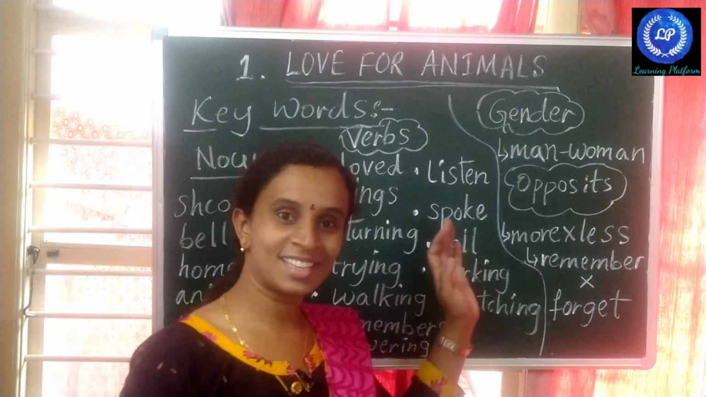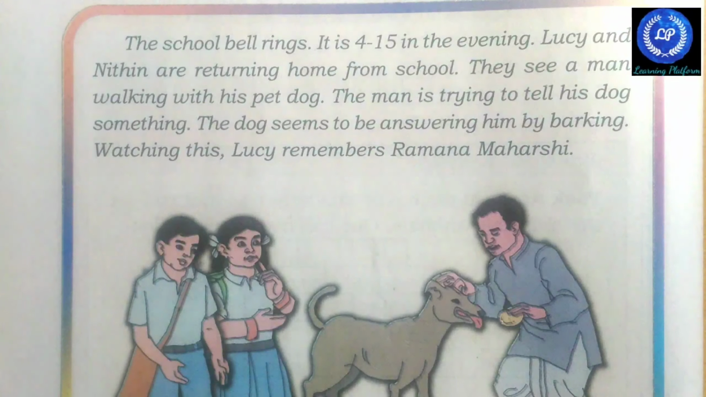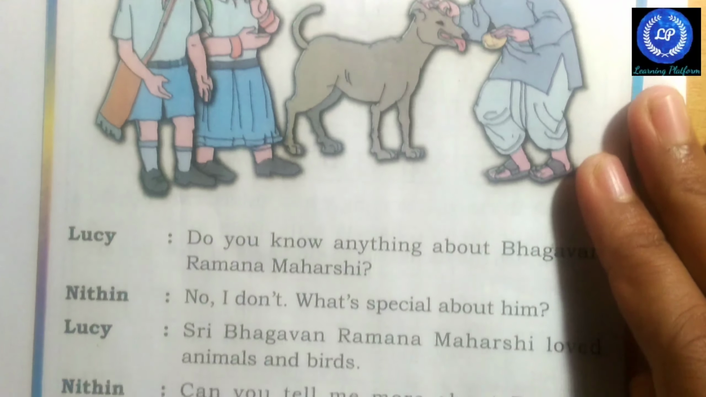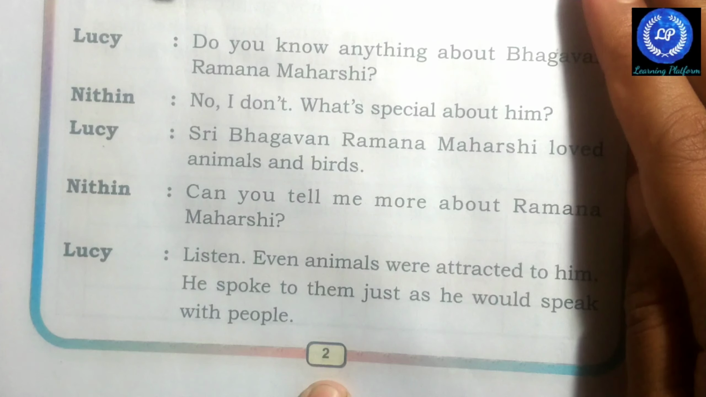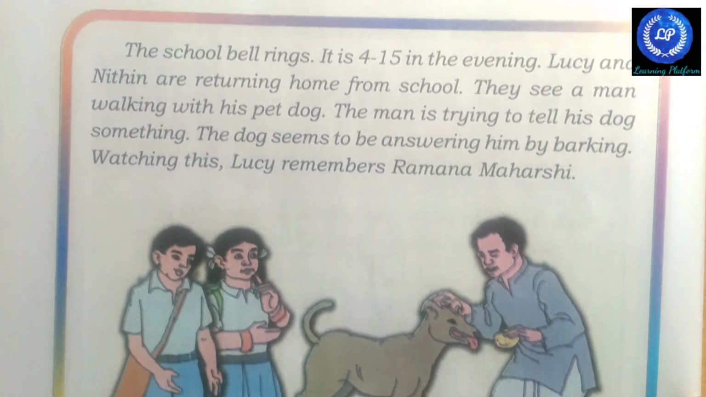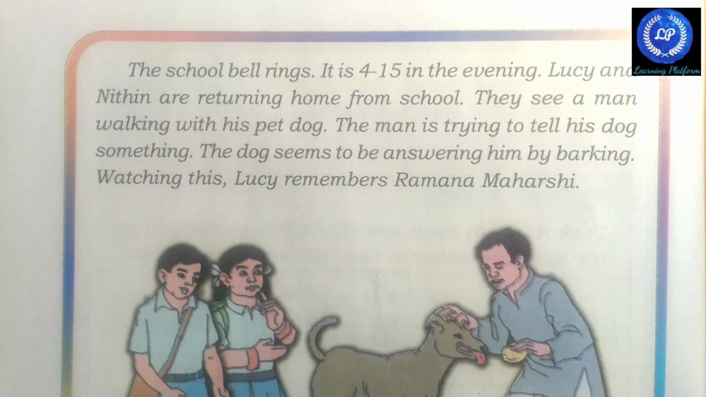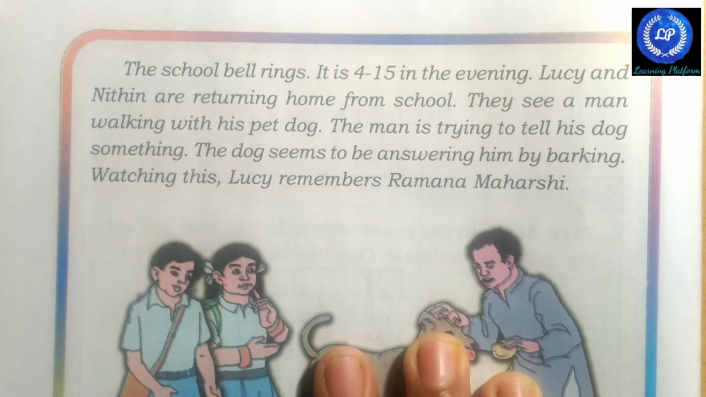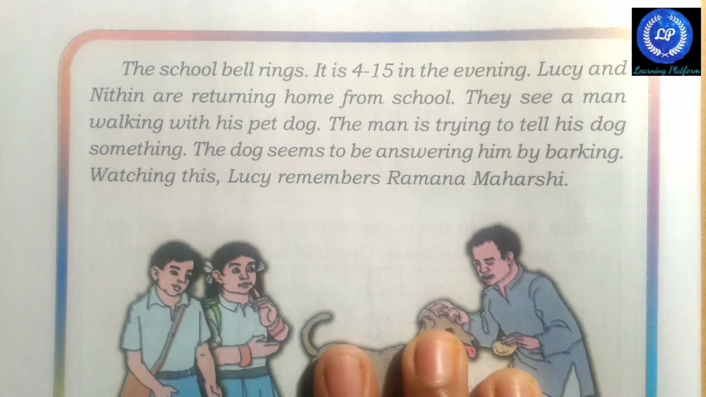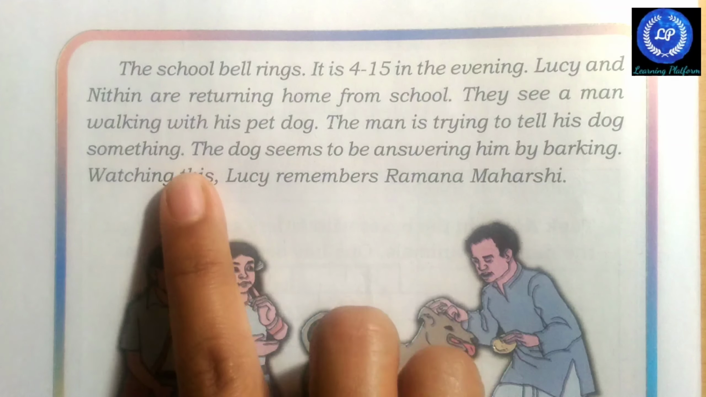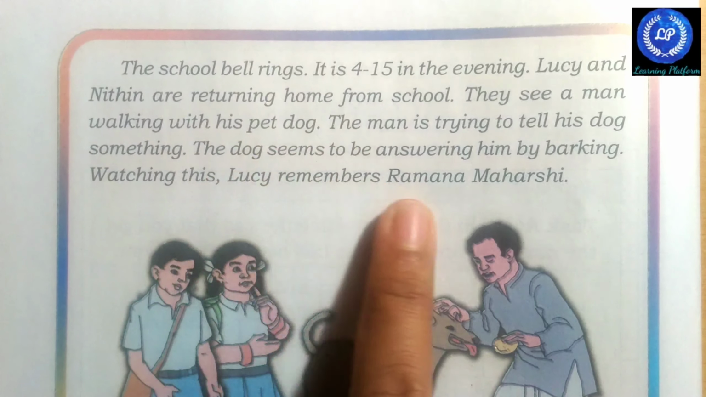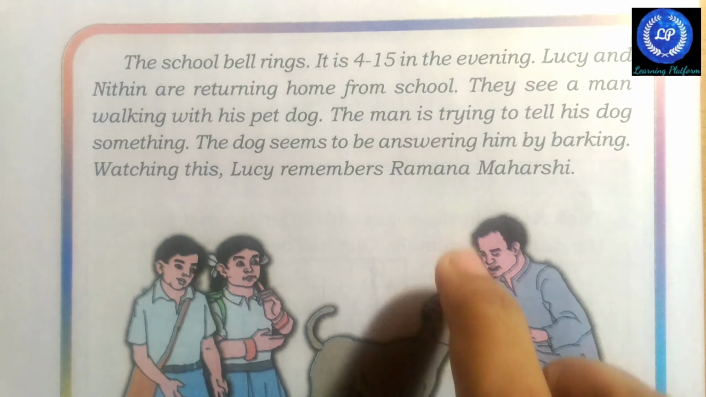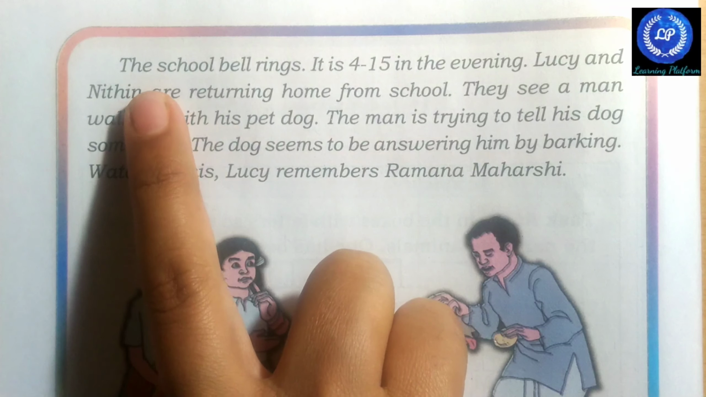Come on, let's read this lesson now, okay? Okay, children, now open your textbook, page number 2, the lesson Love for Animals, okay? Yes, I'm going to read now, you can observe and listen carefully, okay? Then point out where I am reading in your textbook, then you will read, okay? Come on, listen carefully now.